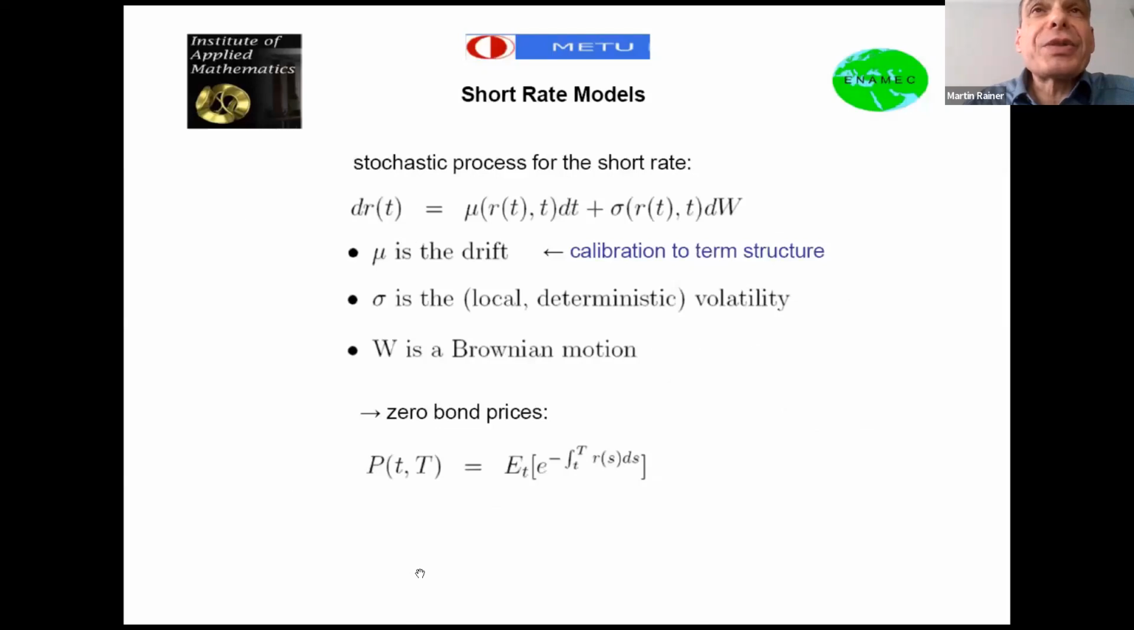So this is an overview of the different rates. There are the short rate models. Just to remind you, the short rate can be modeled, of course, by a stochastic process. You have here a standard Wiener process, and you scale it up in the variation, and you can also have a drift, and this drift is calibrated to the term structure. And if you have the short rate process, then you derive your zero bond prices today for a given maturity t as the expectation of such an exponential.